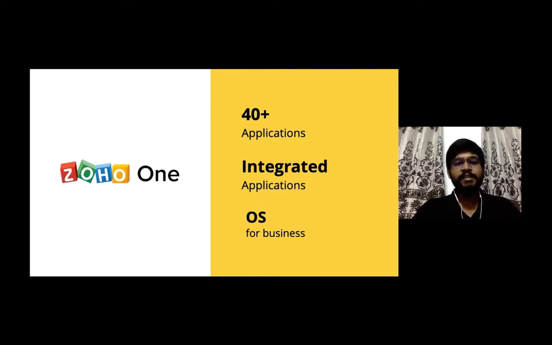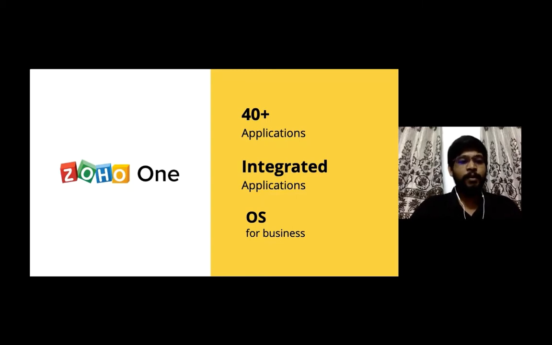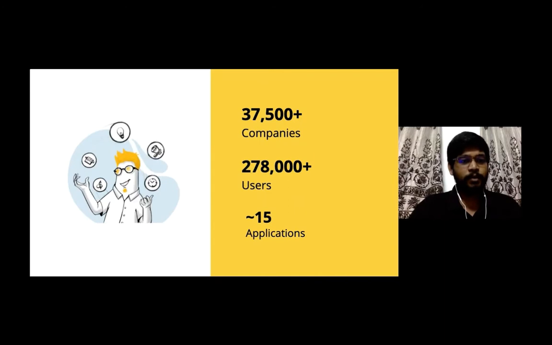Just quick stats. Zoho One is adopted by over 37,500 companies, and at any given point of time, we have around 278,000 active users using this tool. On average, every user makes use of at least 15 applications from the Zoho One suite of products. What I'm going to do now is roll out a quick poll.